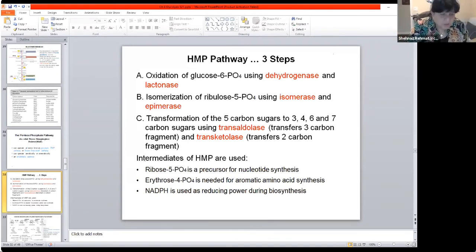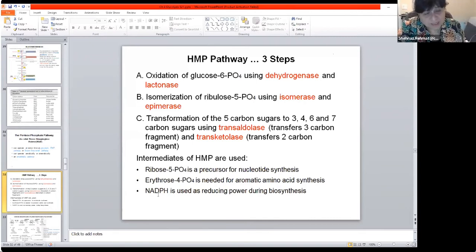So some of the intermediates of your HMP which are going to be very important are ribose 5-phosphate and erythrose 4-phosphate. Remember, the 5-carbon and the 4-carbon ones will be needed for nucleotide and aromatic amino acid synthesis. And also, this is the pathway where the electron carrier is NADPH.